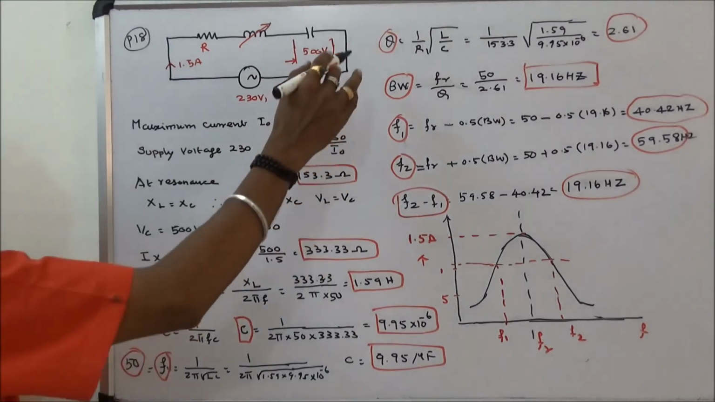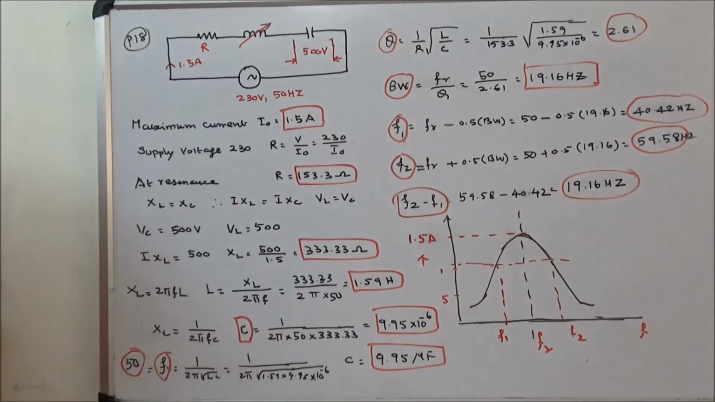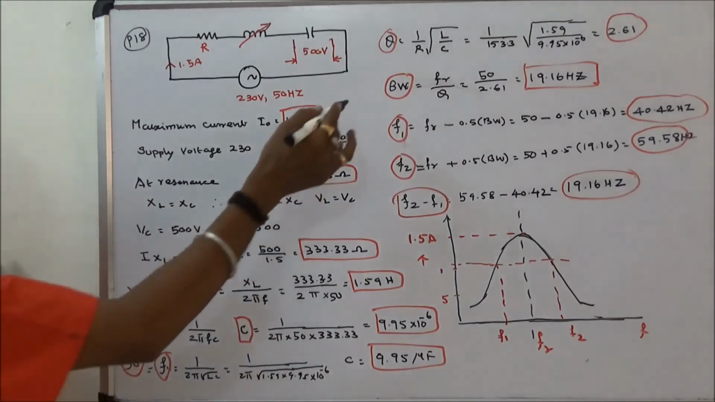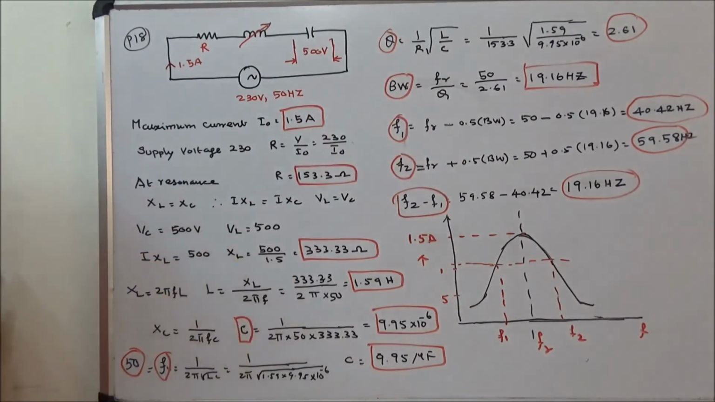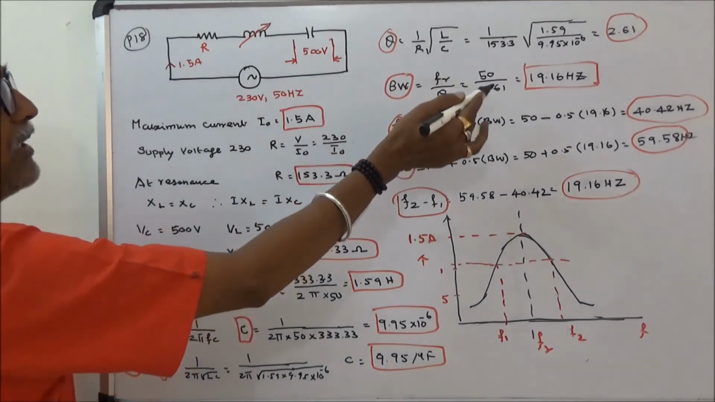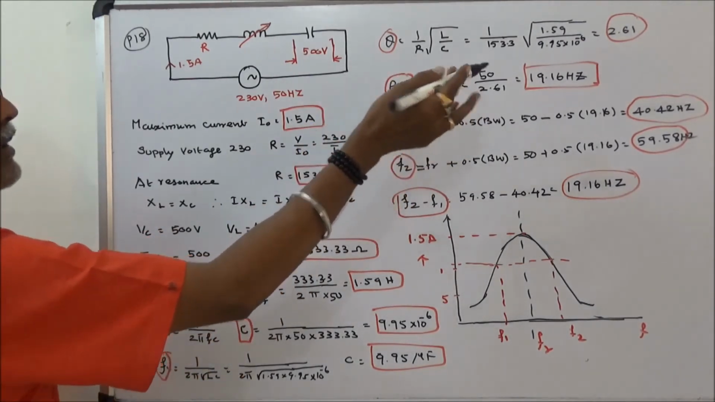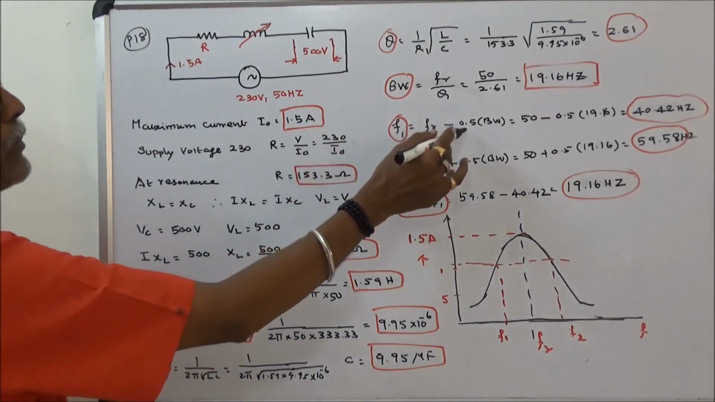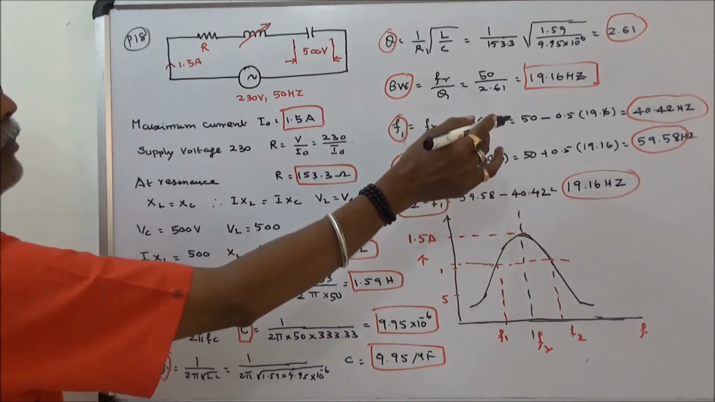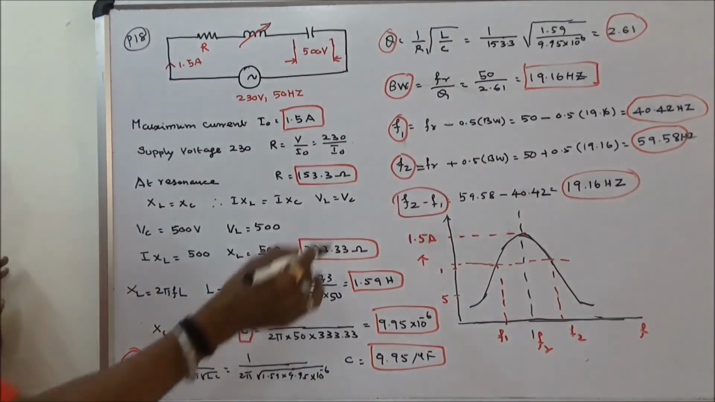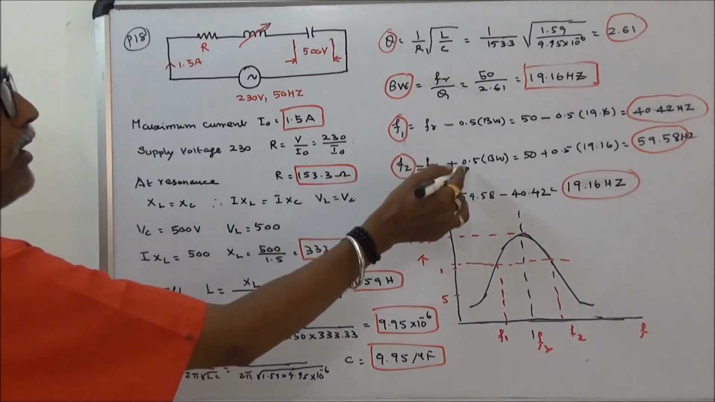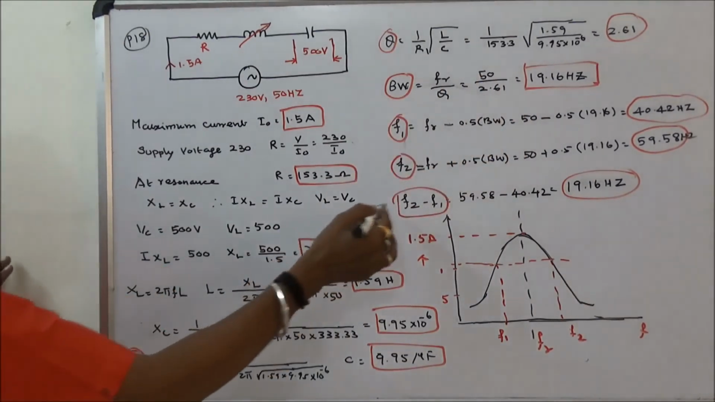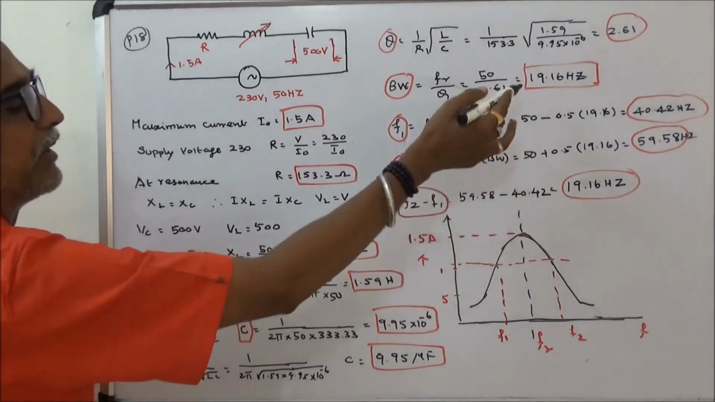Next I can calculate quality factor, 1 by R root L by C. I know all the values. Substitute all the values in this formula. Q is equal to 2.61. Bandwidth is equal to FR by Q. So resonant frequency is 50, Q is 2.61, bandwidth is 19.16 Hz. Lower half power frequency F1 is equal to FR minus 0.5 into bandwidth, that is equal to 40.42 Hz. Upper half power frequency F2 is equal to resonant frequency plus 0.5 into bandwidth, that is equal to 59.58 Hz. Bandwidth is equal to F2 minus F1, that is equal to 19.16 Hz.